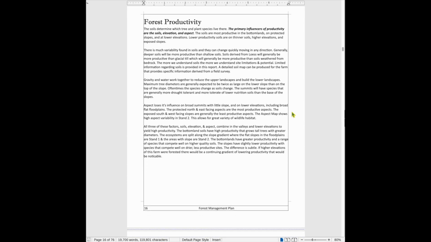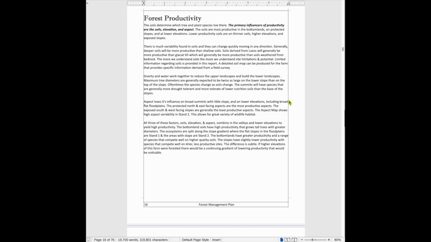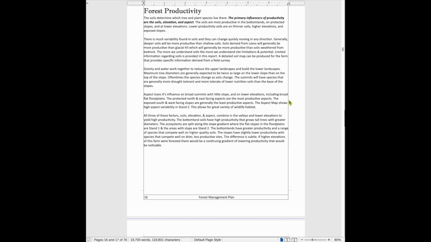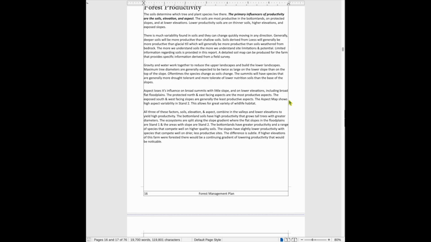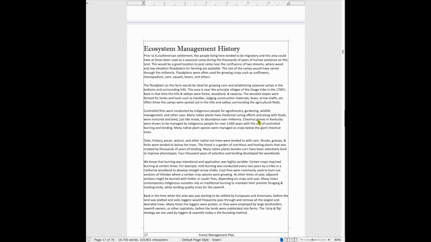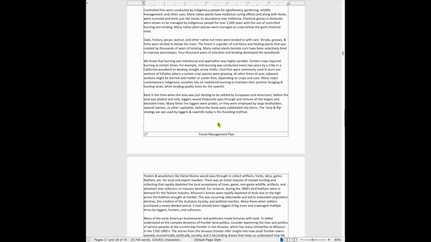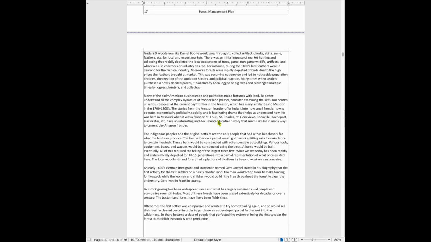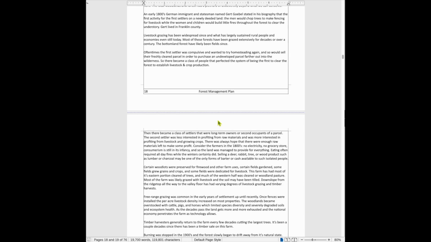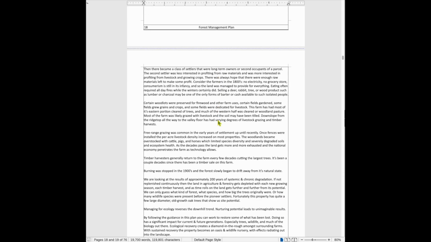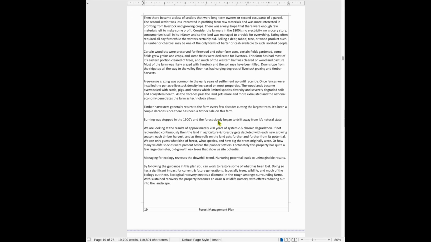Okay, forest productivity. I talk a little bit about forest productivity. Some areas produce big trees, some areas don't produce big trees, and so this breaks down why. And then this is a long history going back to indigenous prior to settlement, to give you an idea of the native vegetation and the potential of the property and how different the property looks now compared to what it used to look like.